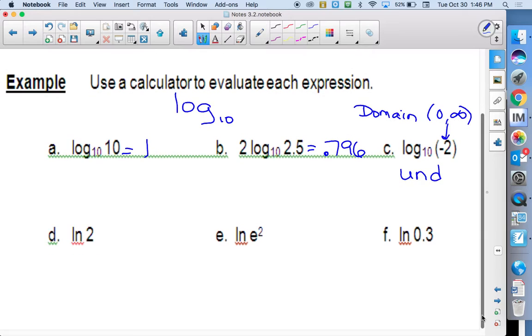So then the last three here, the natural log of 2. Chelsea, what do you have for that one? 0.697. The natural log of e squared, this one's kind of nice. This is just 2. So natural log of e squared is just 2. Again, we'll talk about why that's happening in a minute. And then the last one, the natural log of 0.3. You remember this one, Chelsea? Negative 1.204. Yeah. Okay.